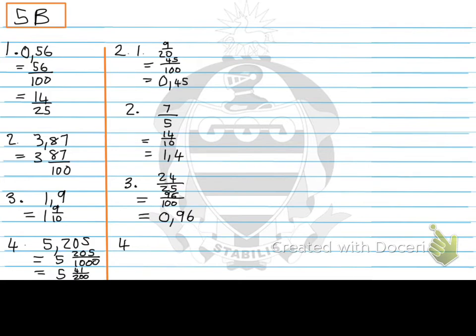Number 4 is 2 and 3/8. So the 8 I can take to 1,000. So I multiply by 125 and I get 2,375. Did you get that? Good.